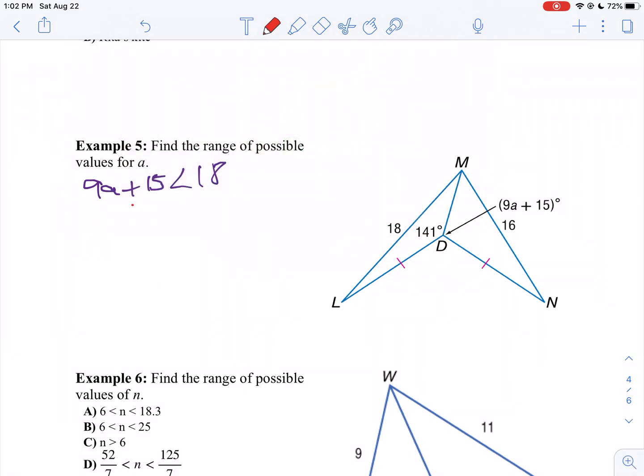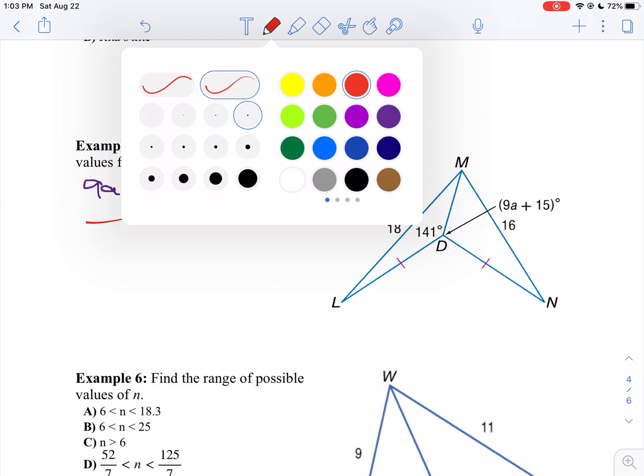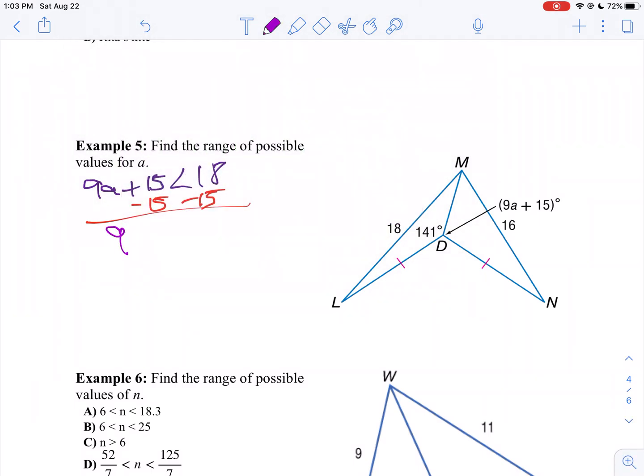So let's subtract 15 from both sides. And 9A is less than 3. We'll divide both sides by 9. That 9 looks like an A, sorry about that. So A is less than 1/3. However, that's not the total answer, because you can't have a negative angle, can you?